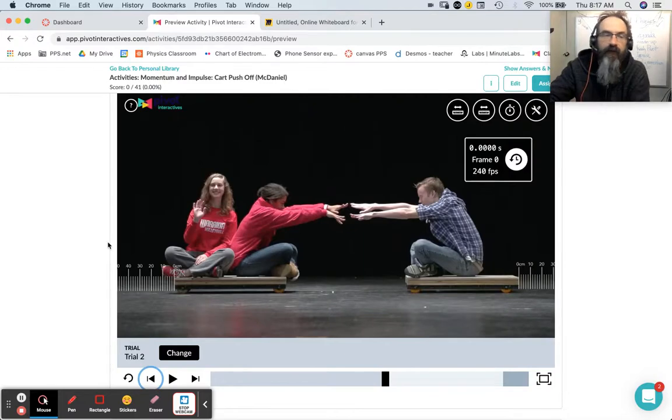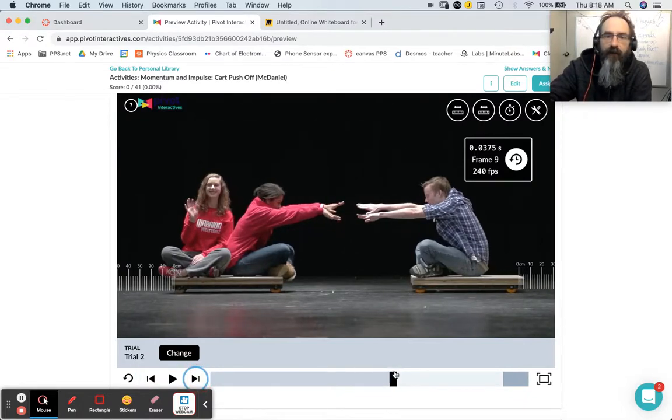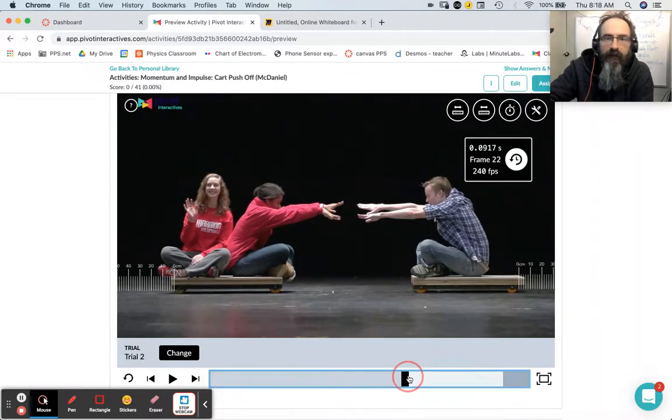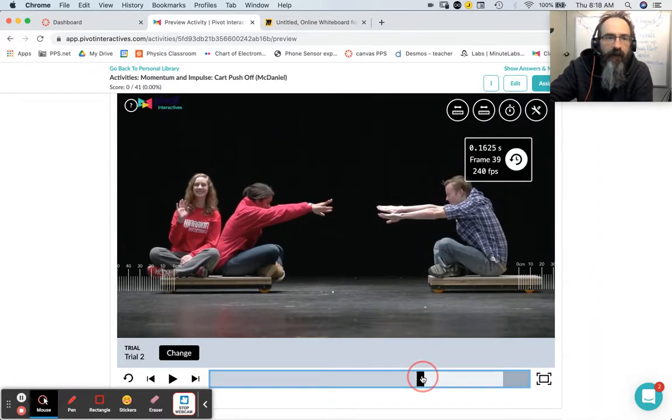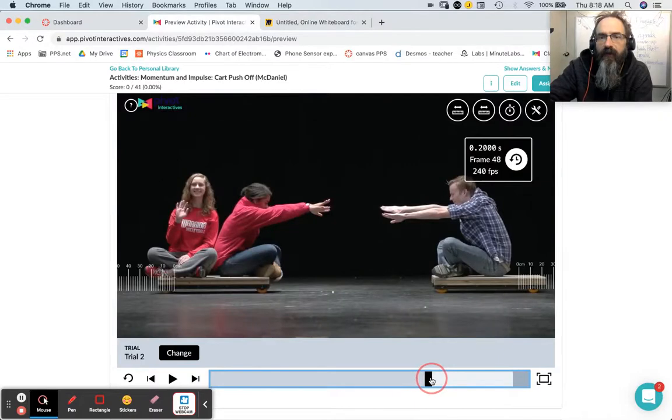Set the rulers somewhere on the cart or somewhere that you can measure how far they move. Because remember, velocity is distance divided by time. Reset the stopwatch to 0, and then we just go forward in time. I'm going to zip through this a little ways. And we only need to do this once for both of them.